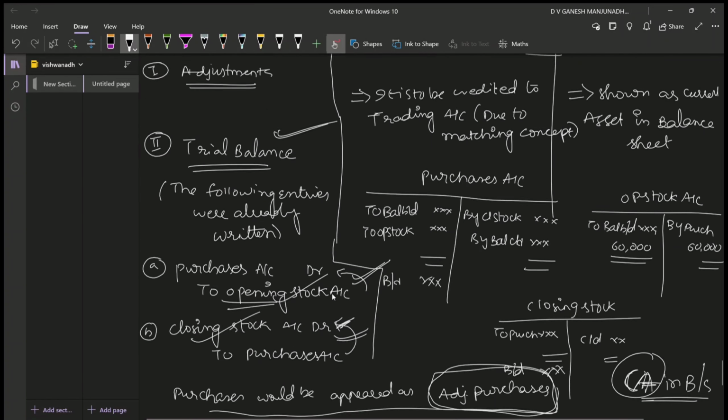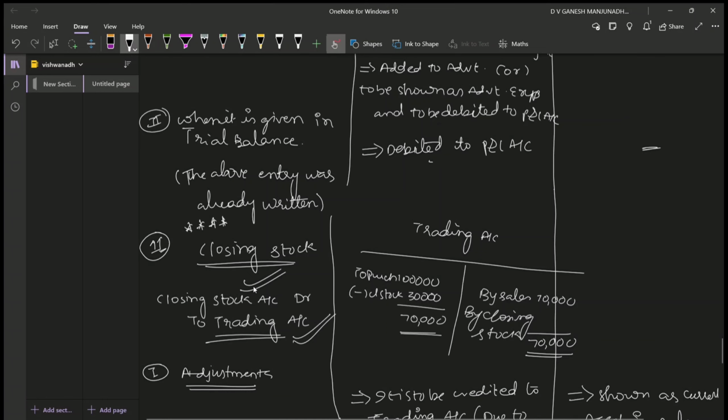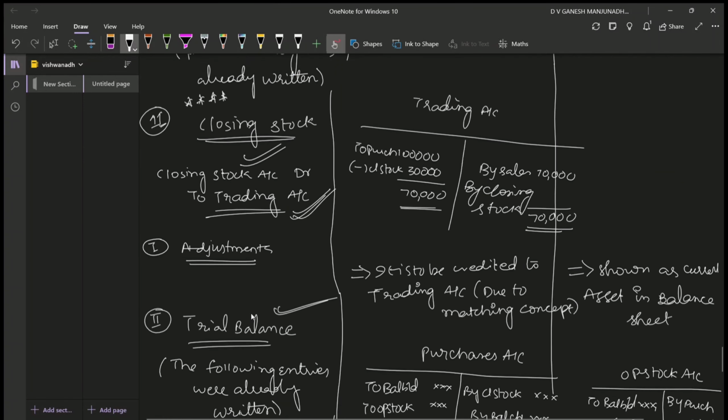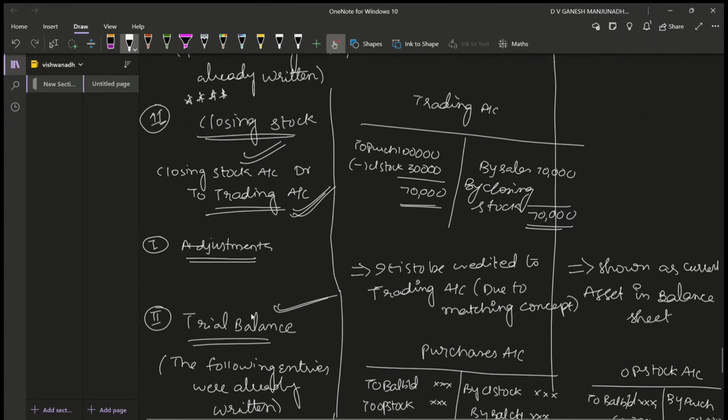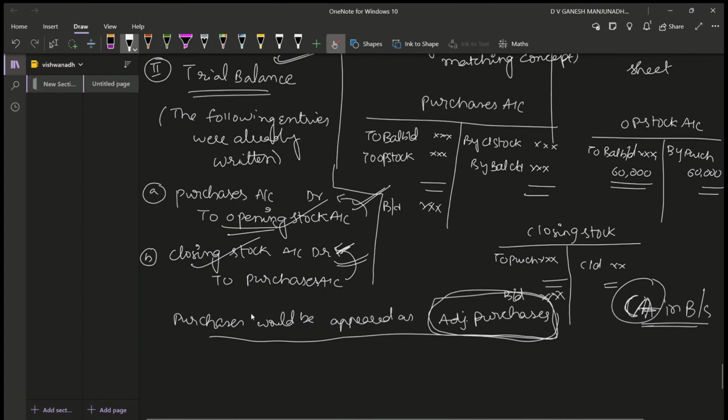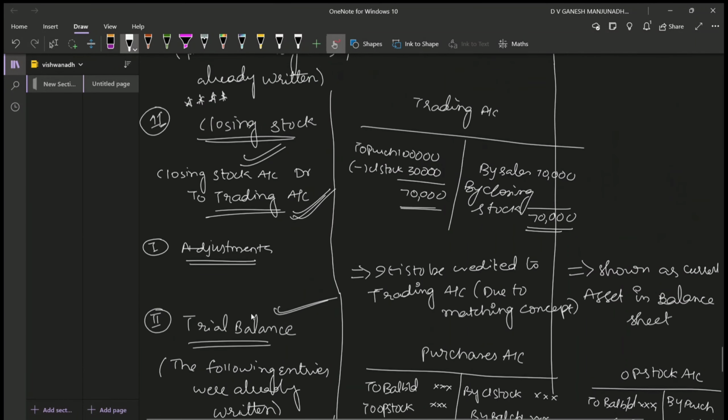As it is to be credited to the trading account, we can credit the trading account by putting in the name of closing stock. The entry for that would be closing stock account debited to trading account. In the trading account that would appear as closing stock. Closing stock is a current asset in the balance sheet, and it is to be credited to the trading account. That would be the impact when it is given in adjustment, and it is to be shown as a current asset in the balance sheet.